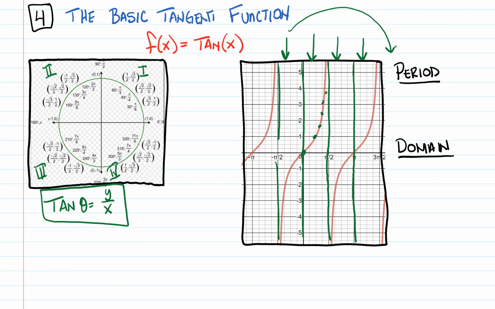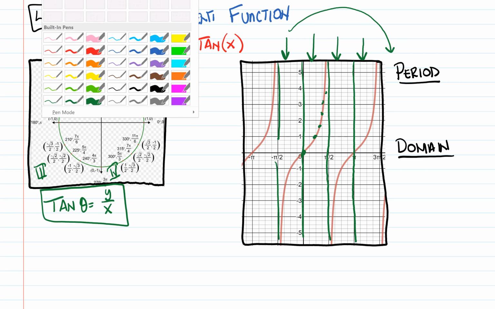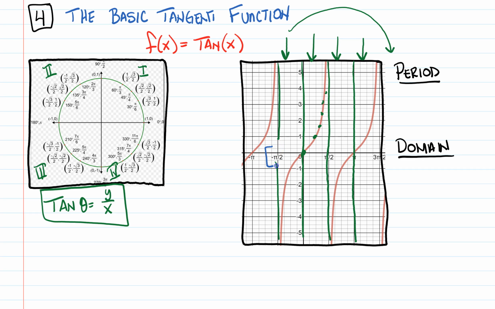Very interesting graph. The thing we want to note is that the important parts of this graph happen basically from here to here, because everything happens on this interval, which you'll notice is pi units long, from negative pi over 2 all the way to positive pi over 2. Therefore, the period for the tangent function is pi. That's the very first part we want to make sure we understand.